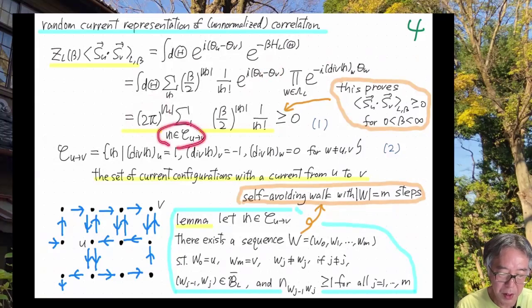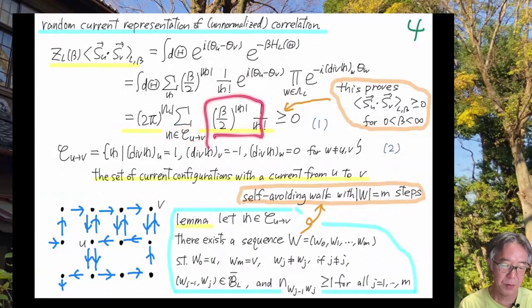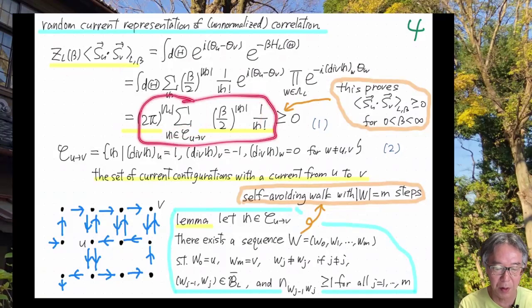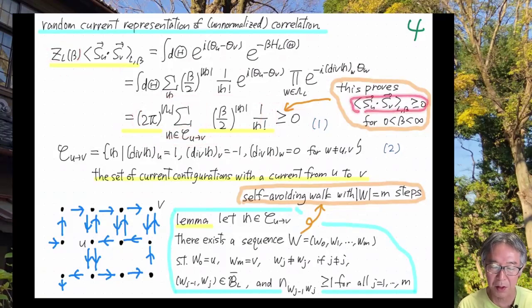And now the sum is not over divergence free n, but over current configurations with a current from u to v. More precisely, this is n such that the divergence at u is 1, the divergence at v is -1, and otherwise it's divergence free. So you sum over all such configurations the same factor. So this is the exact stochastic geometric representation. And here you see that this is simply the sum of positive factors. So this summation is of course non-negative, and of course Z is non-negative. So this proves that this is non-negative for any beta.